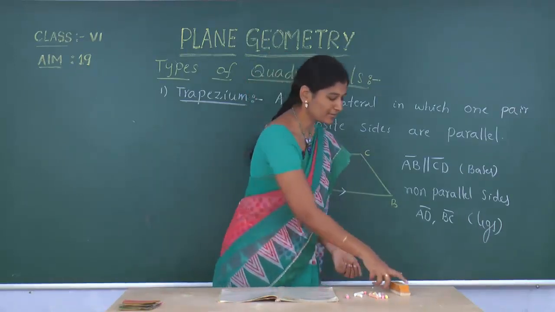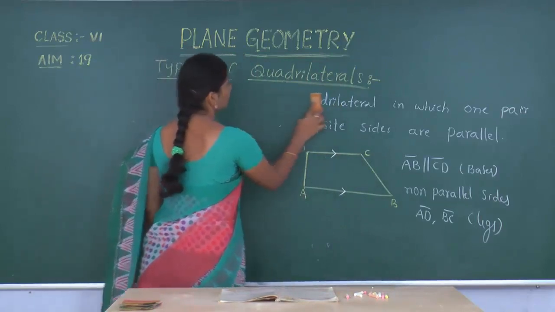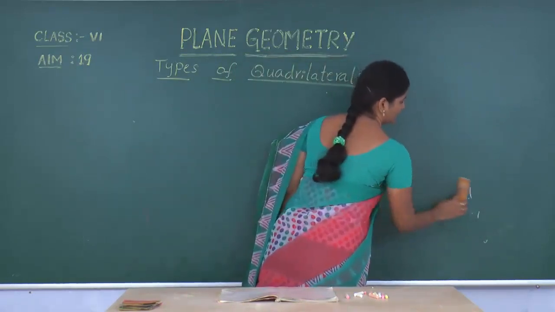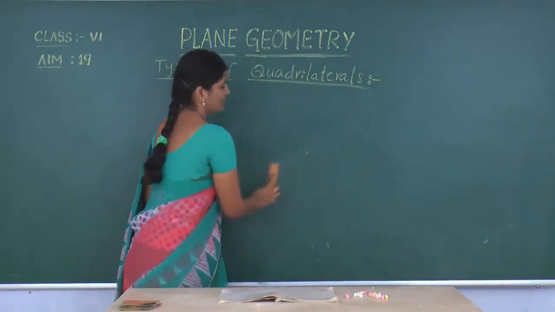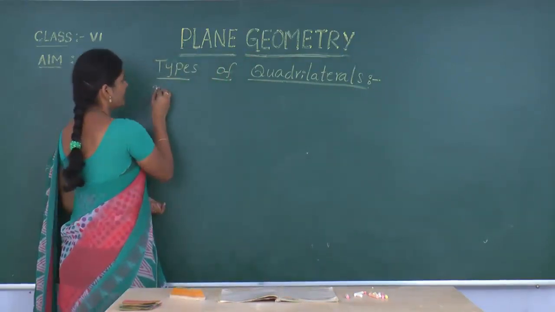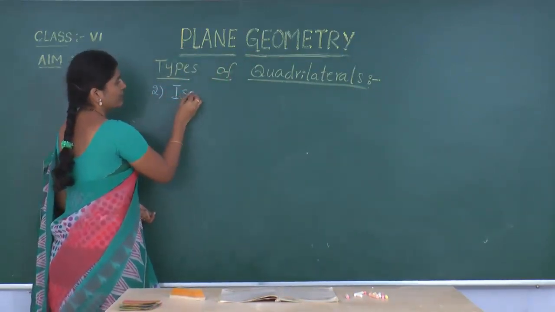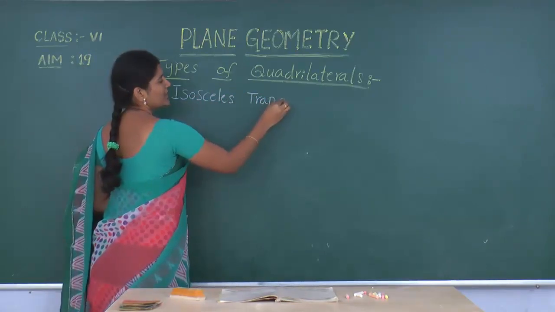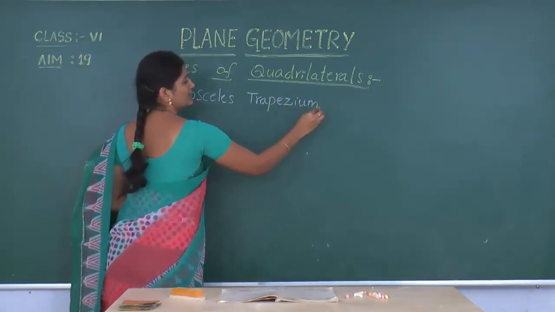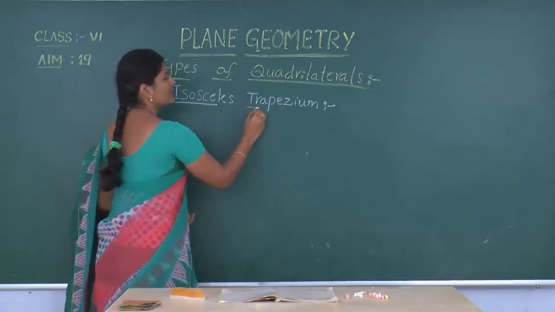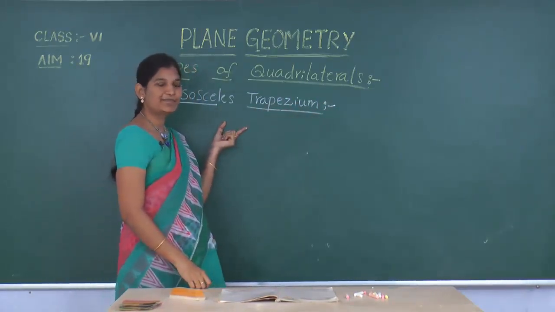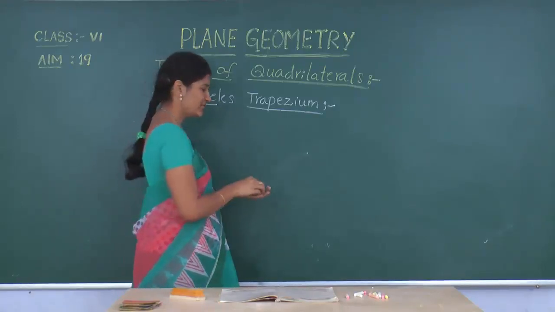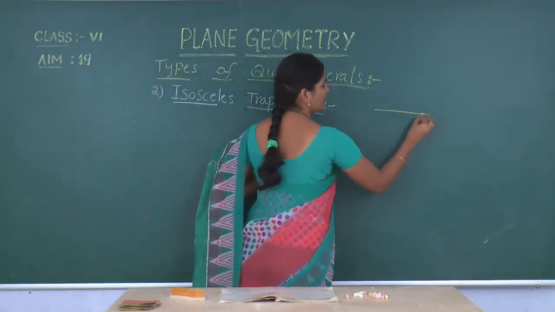Now let me explain about that. The second type is isosceles trapezium. It is a trapezium in which non-parallel sides are equal. Let me draw now. Here is the figure.